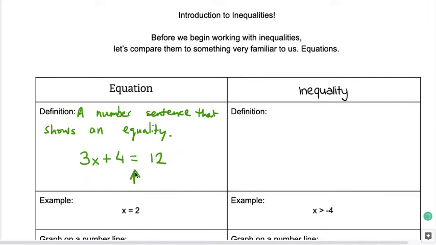Specifically speaking, we have an equal sign that says that one side of the equation, one expression, equals another expression. Right? So it's a number sentence that shows equality between two expressions. An inequality is similar but slightly different. Okay, so it is still a number sentence.